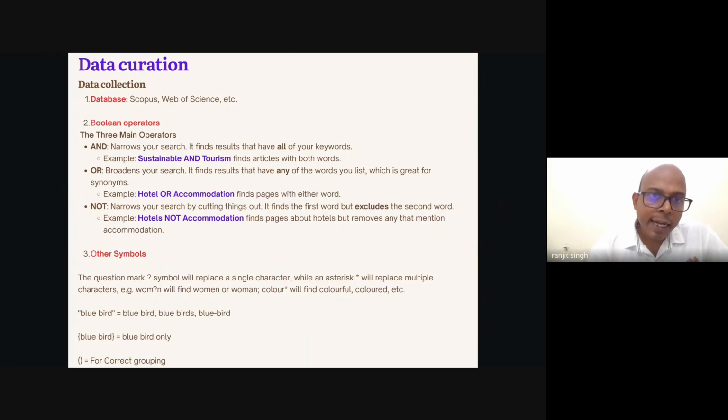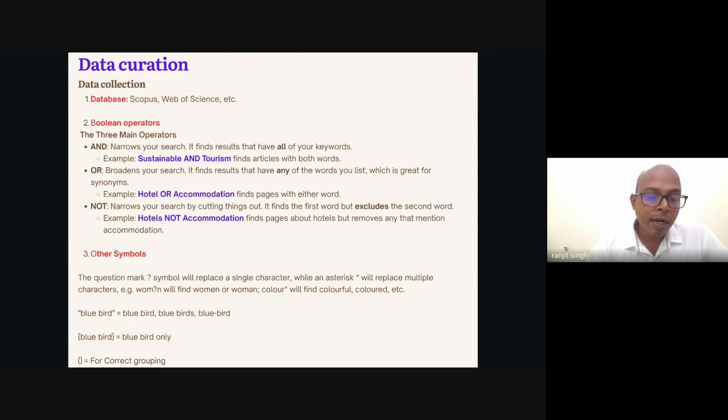You can collect articles from Scopus as well as Web of Science. You can merge the databases and do the analysis. And when you are choosing the database, you have to justify in your article why you are choosing it. For example, if you are choosing Scopus, why Scopus, why not Web of Science? And if you are choosing Web of Science, why not Scopus? So you have to justify, because research is all about justification.